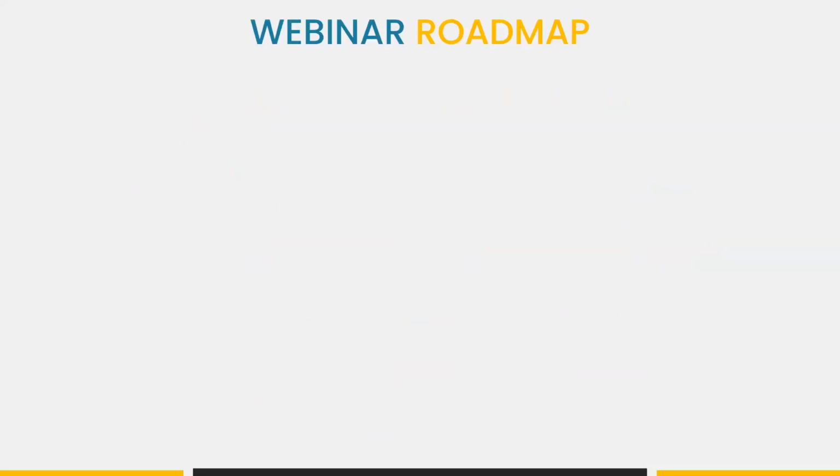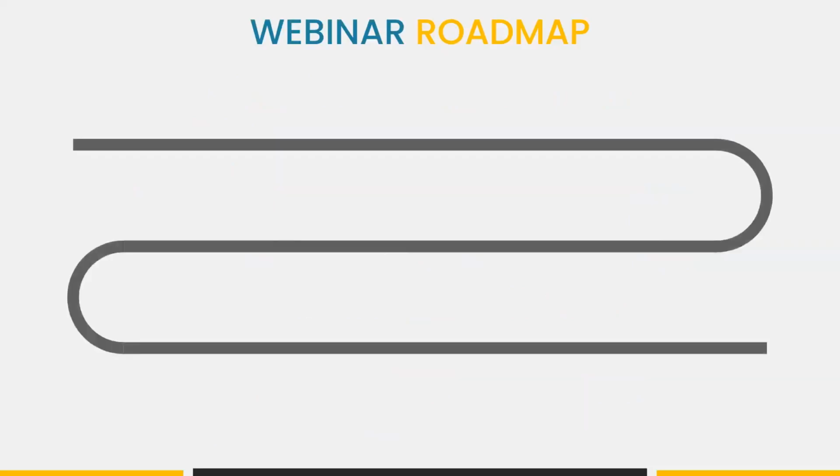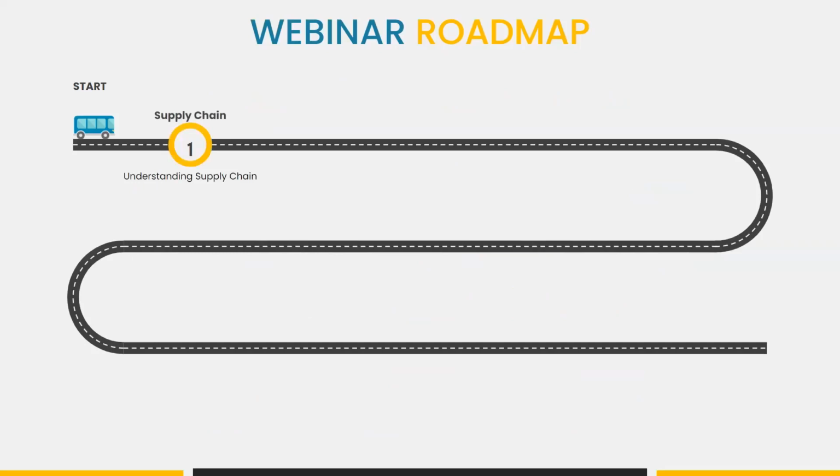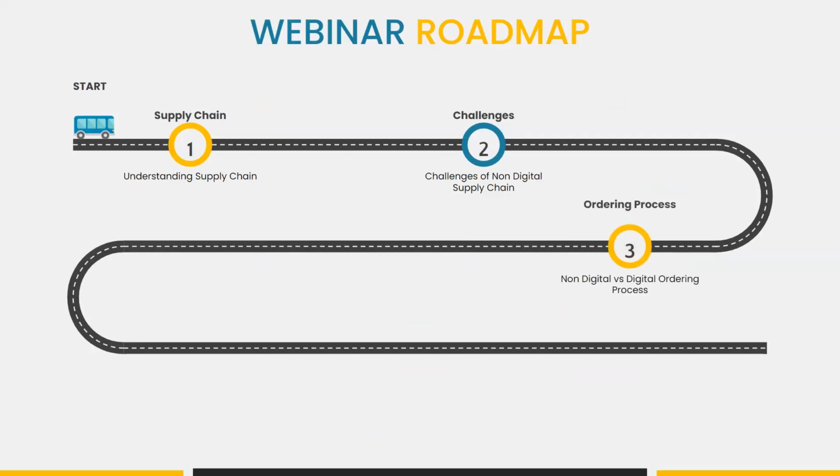So this is the webinar's roadmap. We'll get started with understanding what is supply chain. Then we'll move on to understand what the challenges in the supply chain are. Then what the challenges in the ordering process are. Now, you might be wondering why the ordering process, and why a B2B business needs an e-commerce store. So why the ordering process? Because that's the biggest challenge area when it comes to B2B ordering.